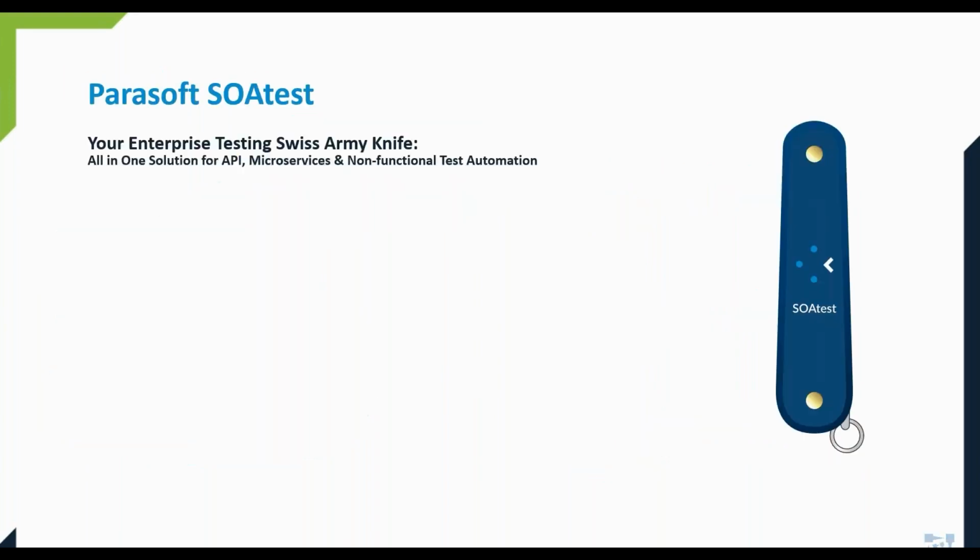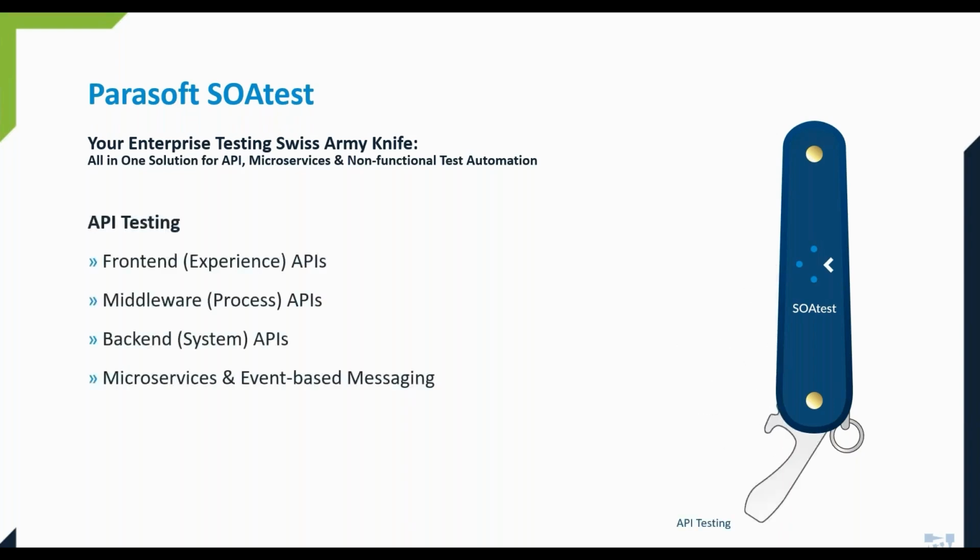So now let's take a moment to introduce Parasoft SOAtest. We like to think of SOAtest as your enterprise testing Swiss Army knife, an all-in-one solution for API, microservices, functional and non-functional test automation.